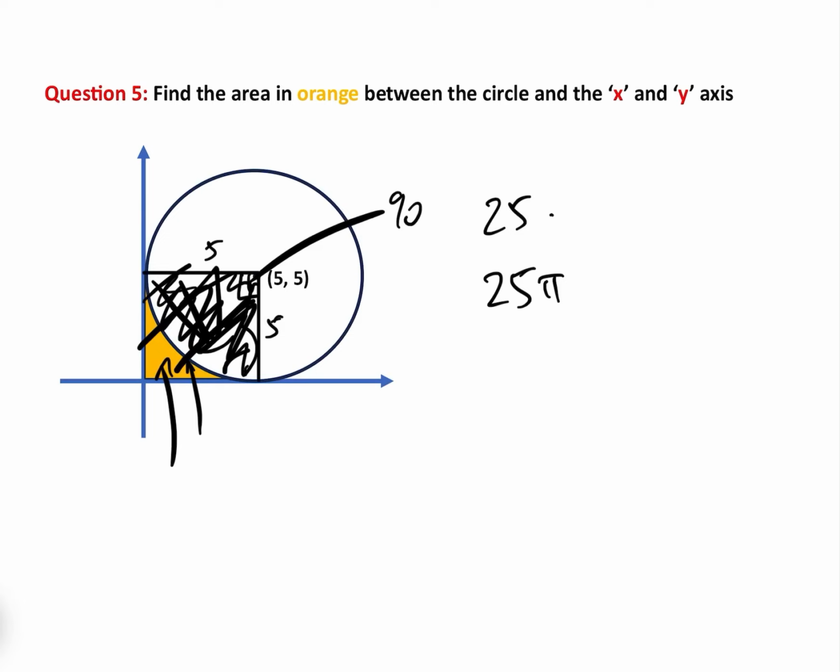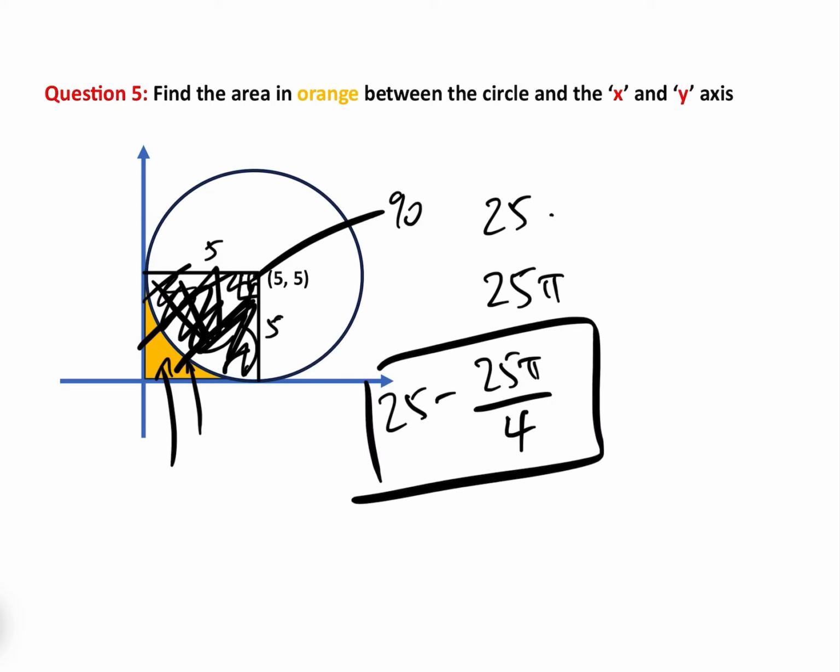So therefore, the area of the orange bit is going to be 25 pi, which is the area of the circle, divided by 4, that's the area of the segment. Take that from 25, which is the area of the square, and that gives us the answer to what the area in orange is. There's no units given on this, so we don't need to give a unit.